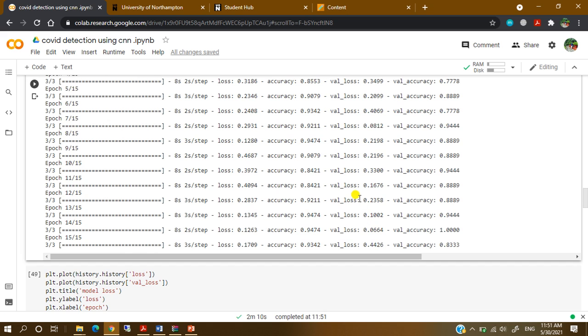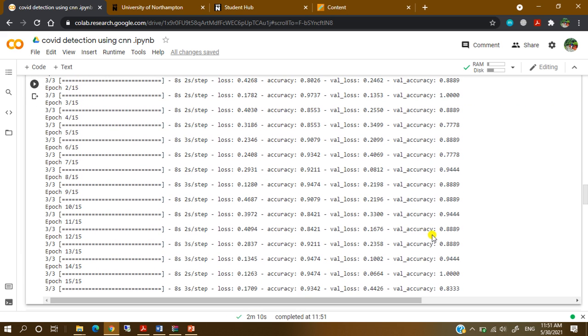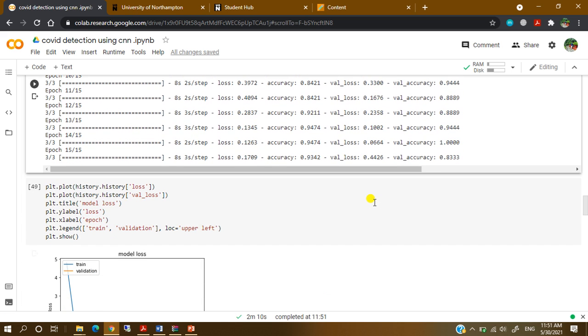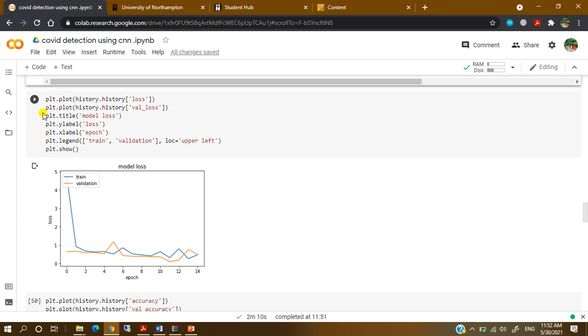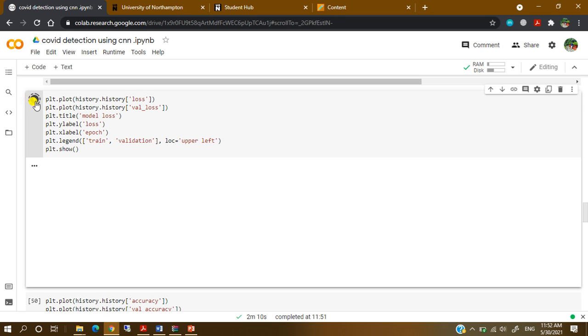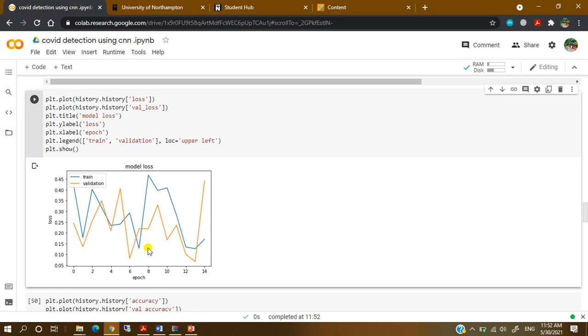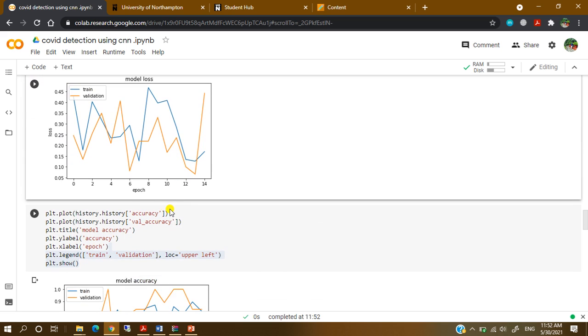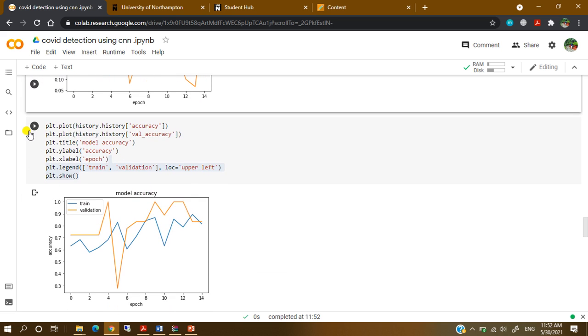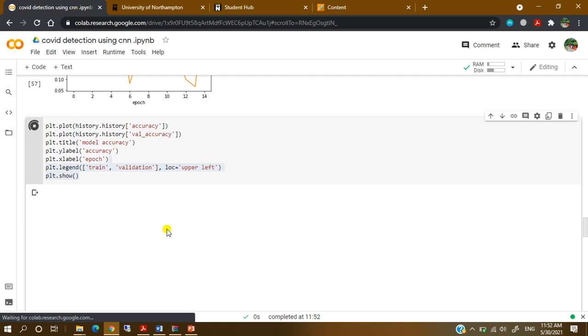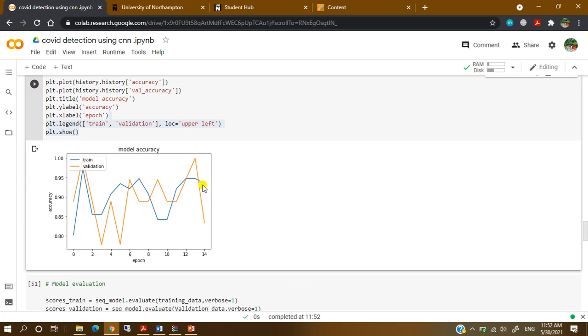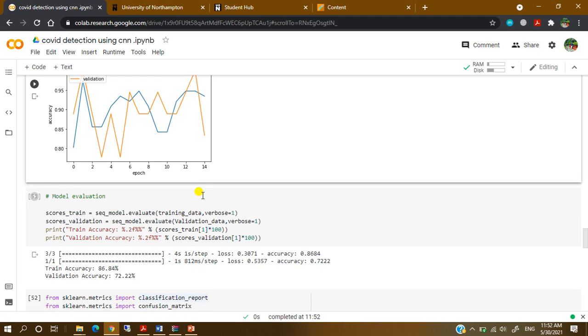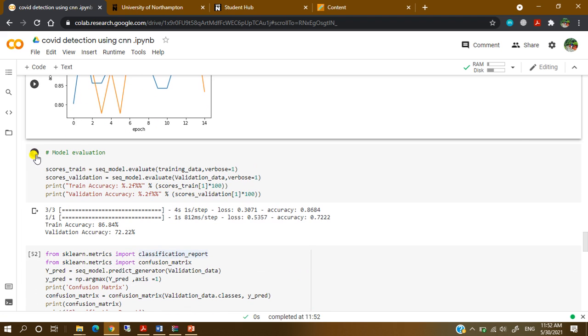You can see overall the value of accuracy is increasing and the value of loss is decreasing. Here is a graph. I plotted it with those values. It's increasing, and the loss is decreasing. Here is the model loss, and here is the model accuracy. The accuracy is increasing. This is the model validation.